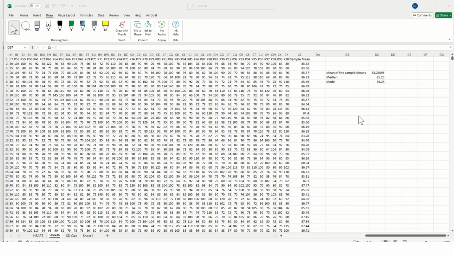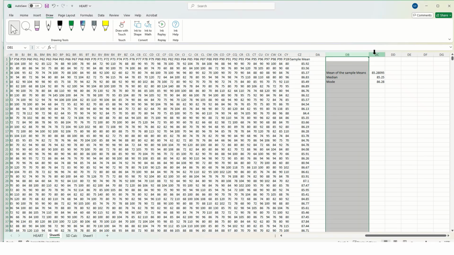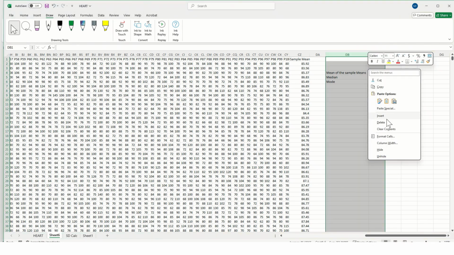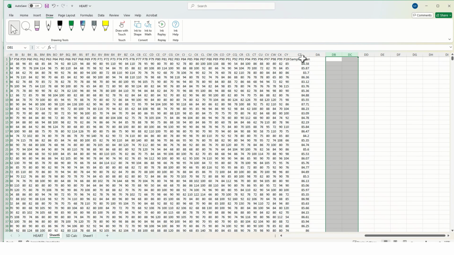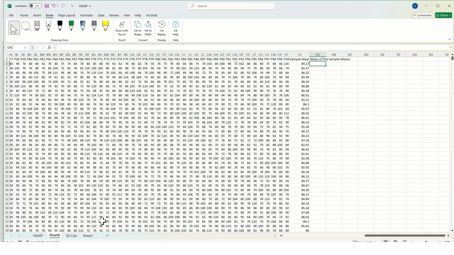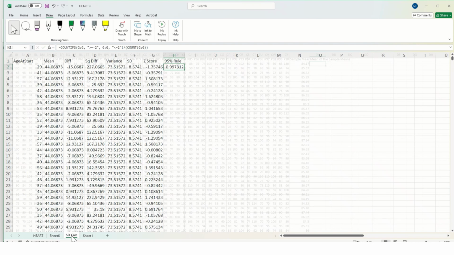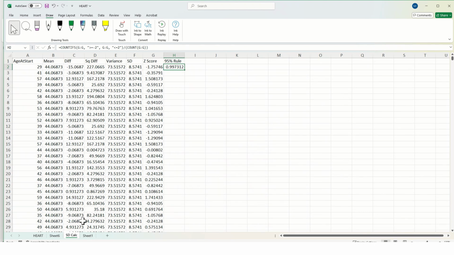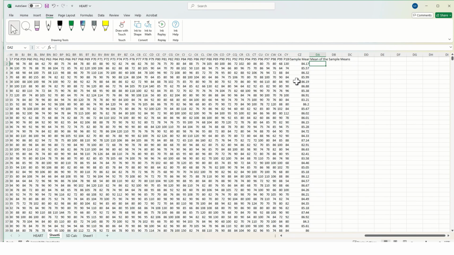Next, let's check if the empirical rule applies here. I'm just going to delete all these columns, as we have already confirmed that. So here is the sample mean, and now the mean of the sample means. We're going to use the same process which we used previously in chapter 3.